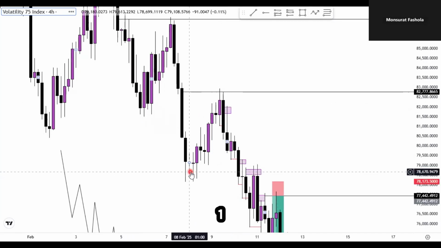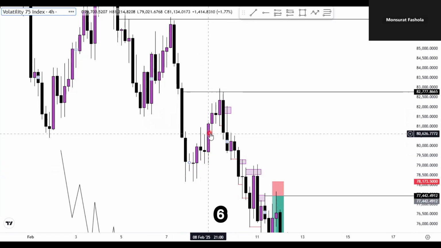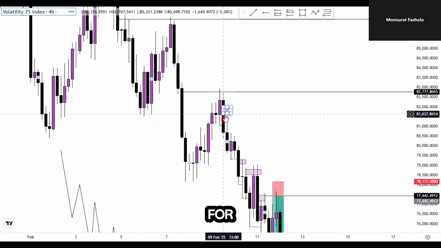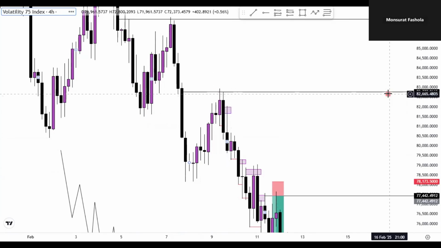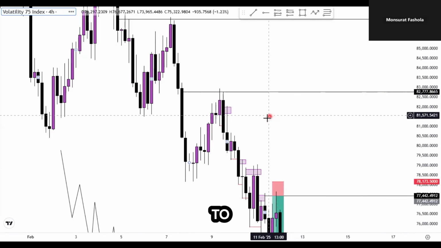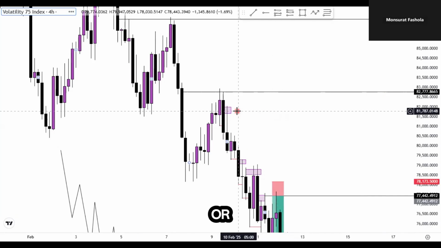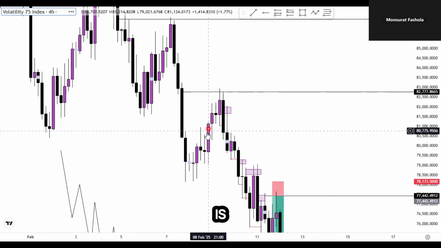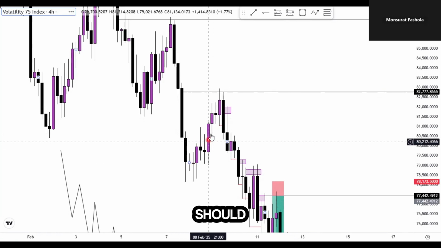You can wait up to 9 hours for your sell. I can wait for a whole day just to take my sell or buy according to the trend. So waiting is very, very important. The fact that you can see this particular exhaustion phase is bullish doesn't mean that you should start taking buys.